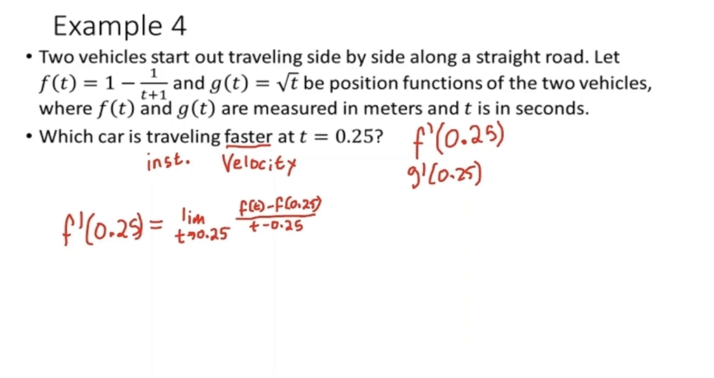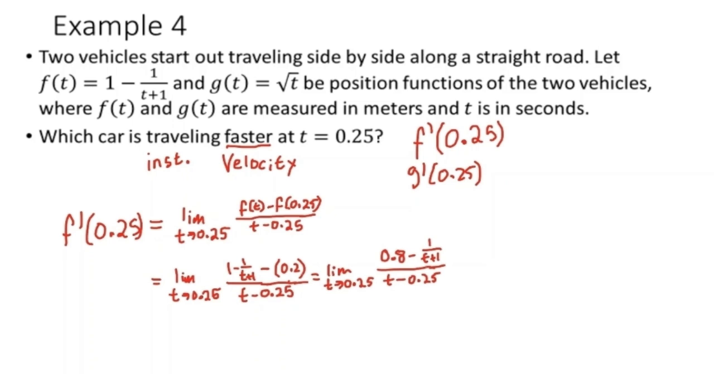of t minus f of 0.25 all over t minus 0.25. F of t is 1 minus 1 over t plus 1. F of 0.25 is 0.2. And if we simplify the numerator, we have the limit as t approaches 0.25 of 0.8 minus 1 over t plus 1 all over t minus 0.25. In order to resolve the 0 over 0 issue, because we have a complex fraction, we'll clear the denominators by multiplying the numerator and denominator by t plus 1.